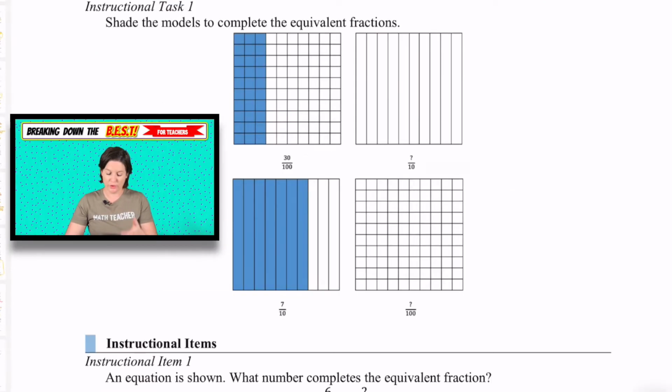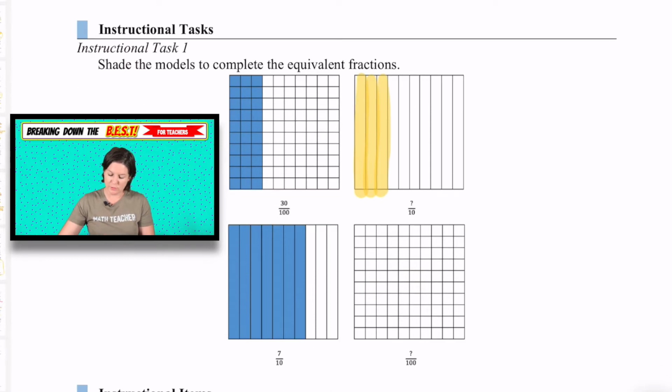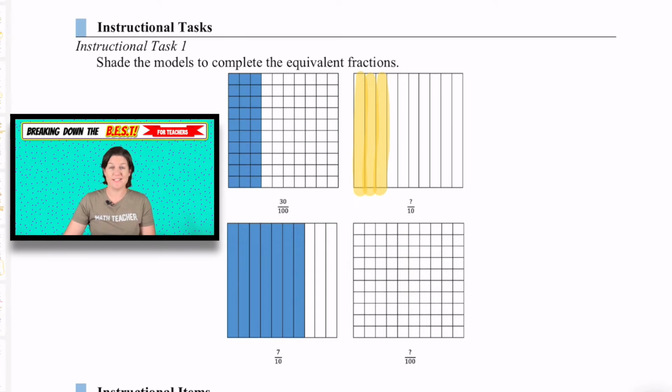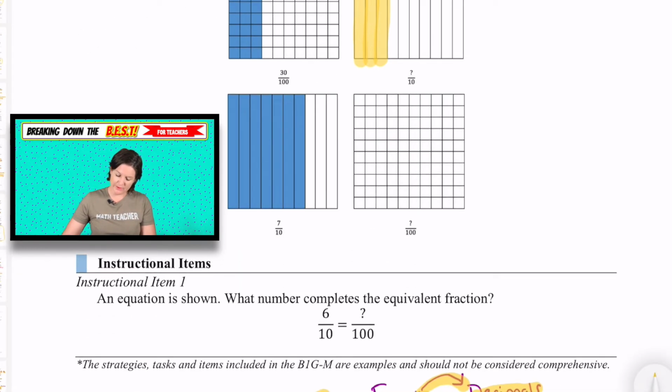Here are some instructional tasks and items so you can see what the standard looks like in action. It says to shade the models to complete the equivalent fraction. So 7/10ths would be equivalent to 70 hundredths. By shading them in, we can do that. And that's what a lot of the video lessons in Taking on the B.E.S.T cover. We also have here an equation is shown. What number completes the equivalent fraction? You will see items like this where we're tying in the visual model plus that equation too. So that's what the standard looks like in action.